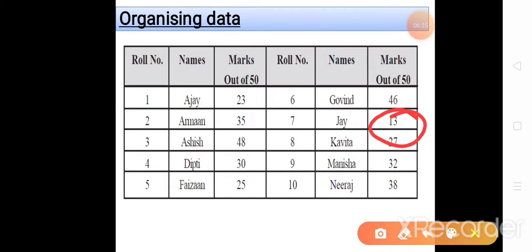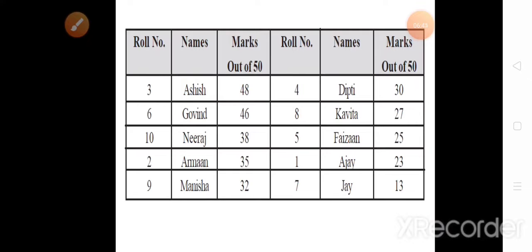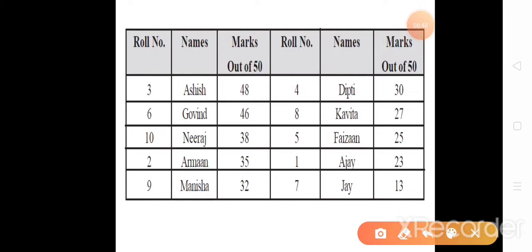So what if we rearrange this table in a different way? Now, the same table has been given here, but it has been arranged differently. As you can see here, the roll numbers are not arranged systematically, while the marks have been arranged systematically.